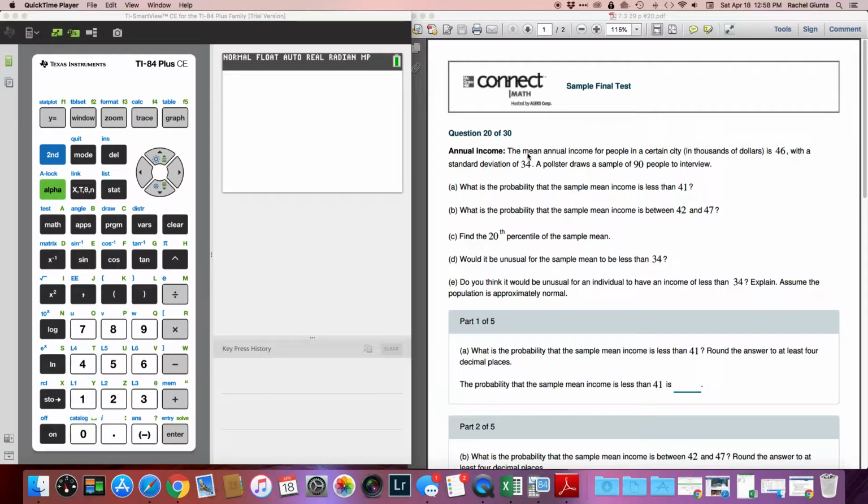The mean annual income for people in a certain city in thousands of dollars is 46 with a standard deviation of 34. A pollster draws a sample of 90 people to interview. Now, one thing I want to point out here is when it says in thousands of dollars, and especially if that's written out in words, you're not going to convert this 46 to 46,000. You're just going to use the actual numbers that they give you, 46, 34, 90, etc.